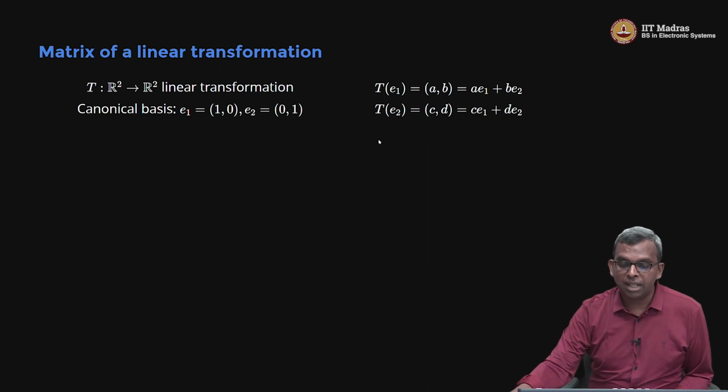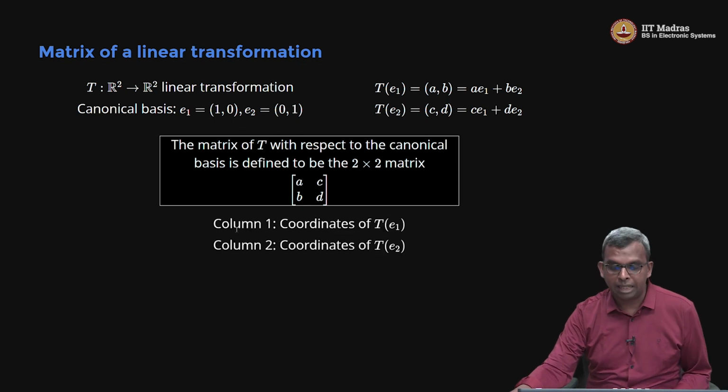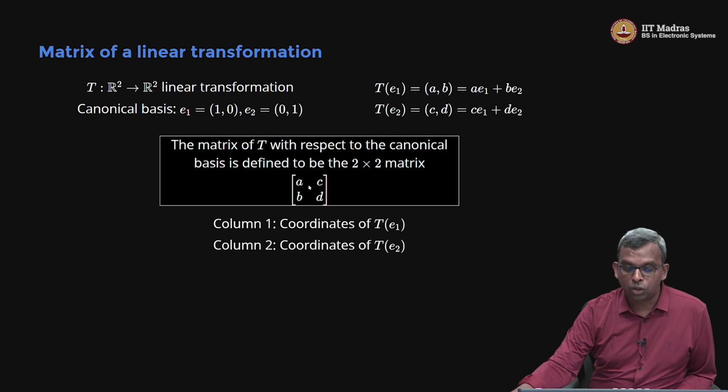Now when you have a linear transformation and a basis and what happens to the basis vectors under the linear transformation, you can define the matrix of this linear transformation T with respect to the basis involved. We'll define it to be the 2 by 2 matrix with columns (a, b) and (c, d). Notice how they go in as columns. So (a, b) is the first column and (c, d) is the second column. Basically, the first column is the coordinates of T of E1 with respect to that basis. The second column is the coordinates of T of E2 with respect to that basis.